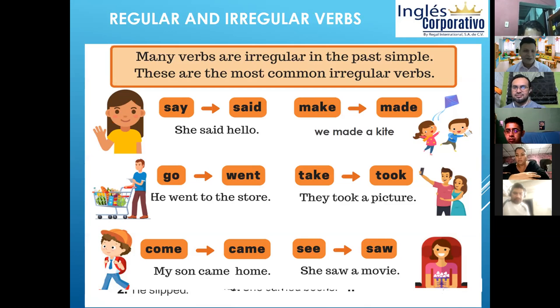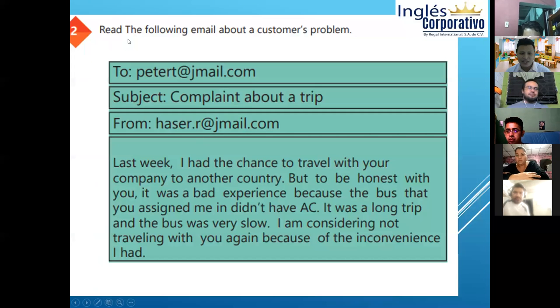Okay, very good. We're gonna continue with today's class, and we have to read the following email about a customer problem. We're gonna basically be able to read in a really easy way, right? Okay, we got a to, subject, and from. ¿Se recuerdan qué significaba to? Para. Yeah, really good. This is like an email, para. From? De la persona. Subject? Asunto. Asunto o el tema de lo que vamos a hablar, el tema principal. In this case, el asunto va a ser una complaint about a trip.